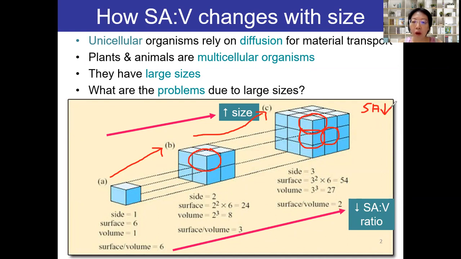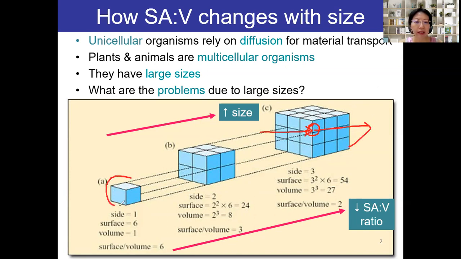So how efficient is it if the exchange of materials occurs immediately with the external environment through the surface facing it? How efficient is it for the cell in the center of this organism, to obtain nutrients and oxygen from outside and to remove waste to outside? Is it as efficient as this cell here? Definitely it's not, because the cell inside the body is very far. Some cells in the body are totally not exposed to the external environment.